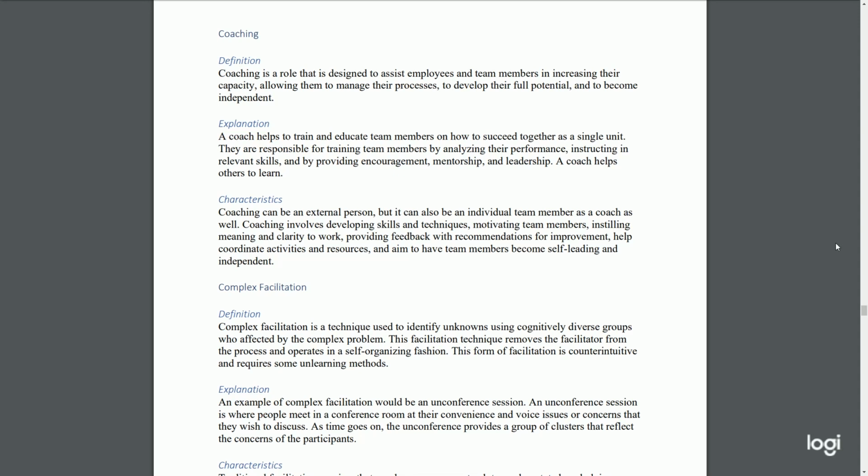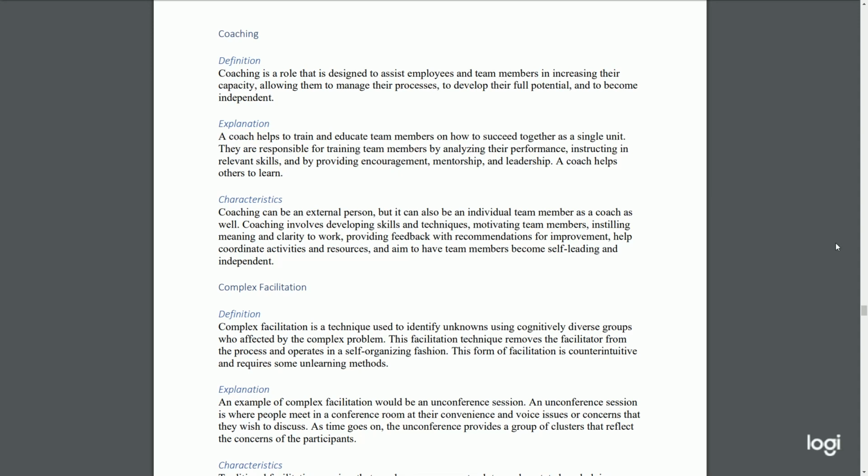Coaching. Definition: coaching is a role that is designed to assist employees and team members in increasing their capacity, allowing them to manage their processes, to develop their full potential, and to become independent. Explanation: a coach helps to train and educate team members on how to succeed together as a single unit. They are responsible for training team members by analyzing their performance, instructing in relevant skills, and by providing encouragement, mentorship, and leadership. A coach helps others to learn.